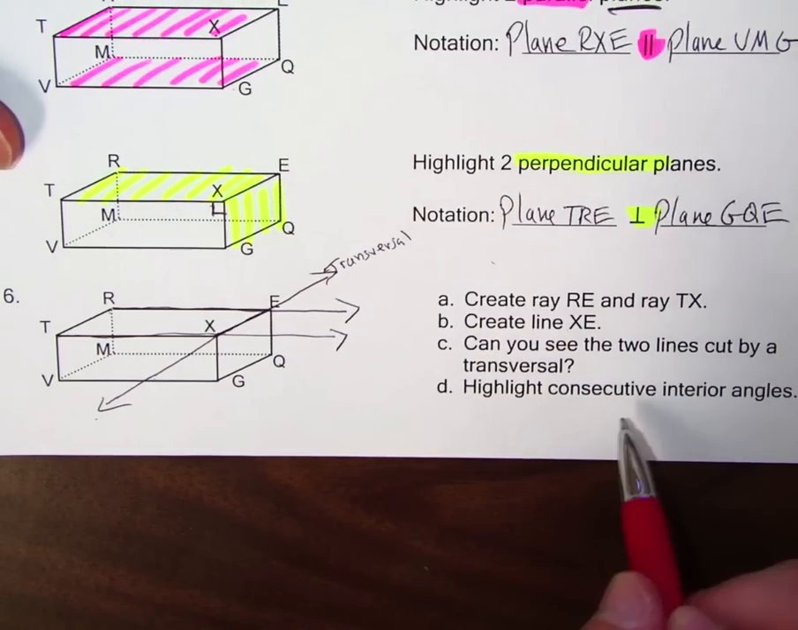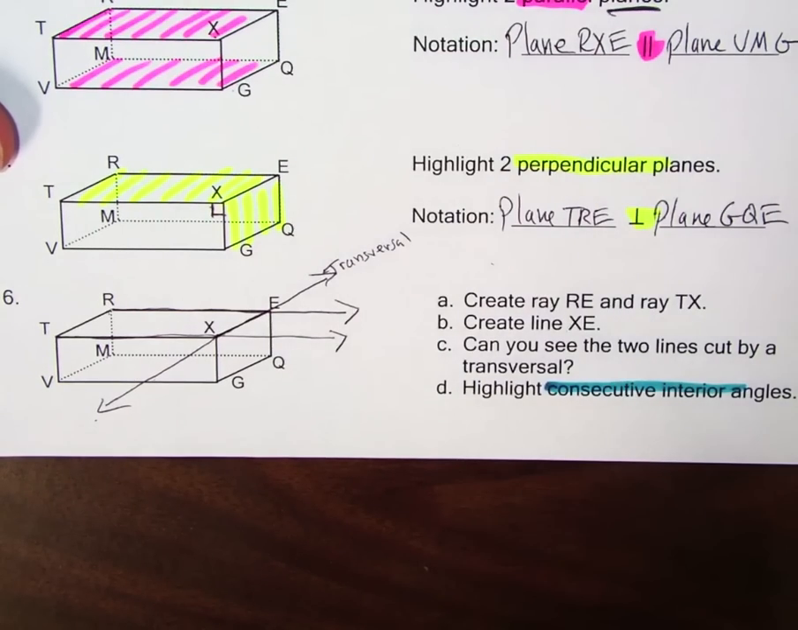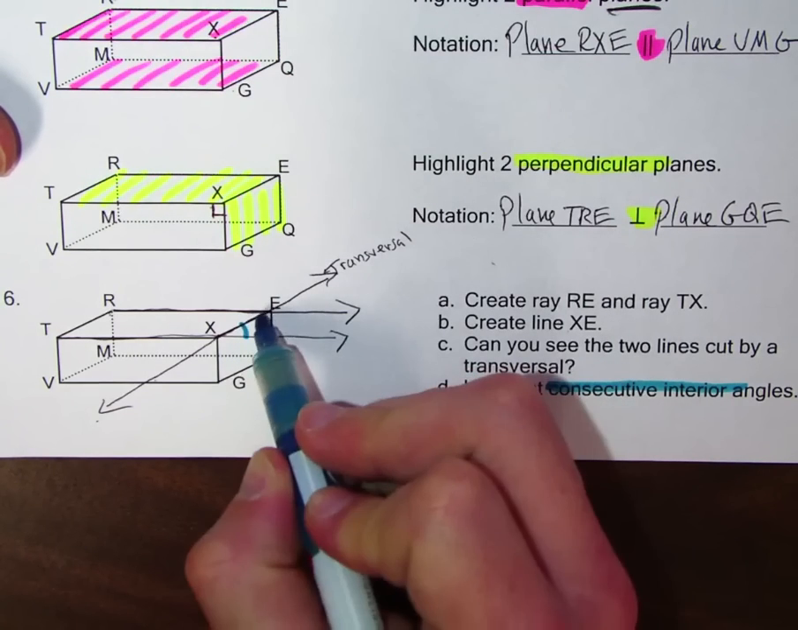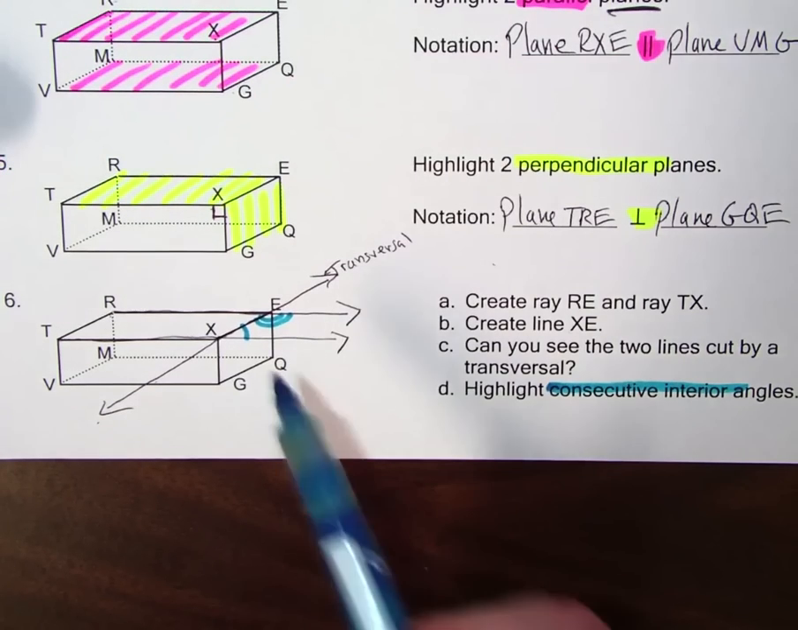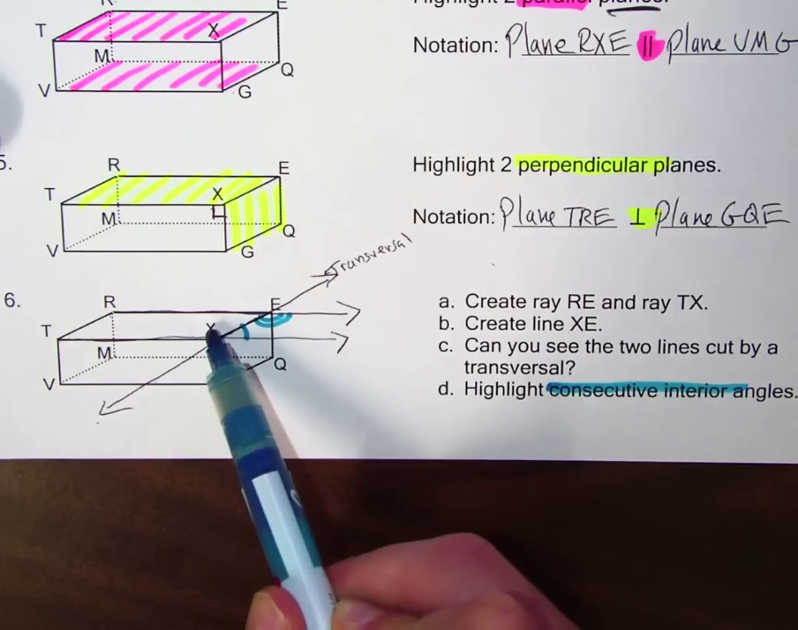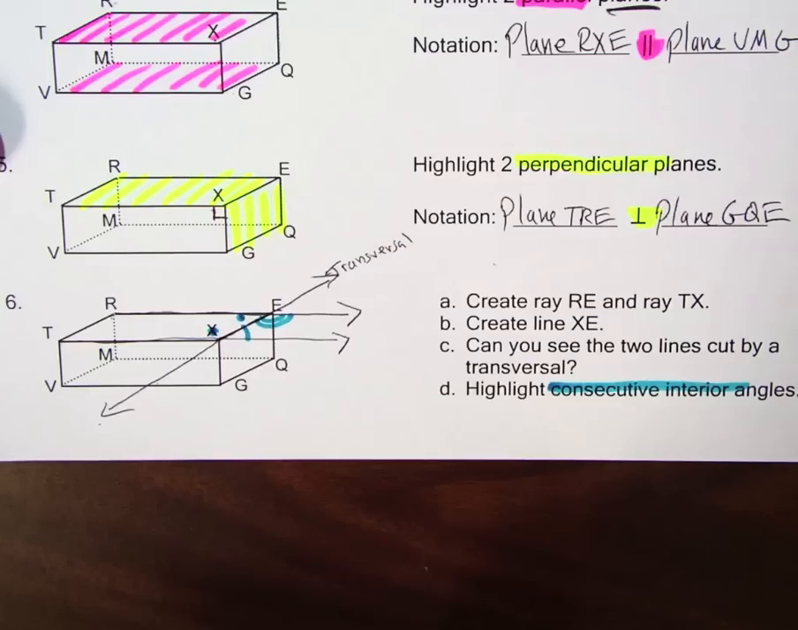Highlight consecutive interior angles. So that would be like this angle here and that angle there, which means those right there would be supplementary. It also means that the angle here and here are also going to be consecutive interior, and those will be supplementary. Just another application from what we learned earlier in the unit. Okay, good luck.